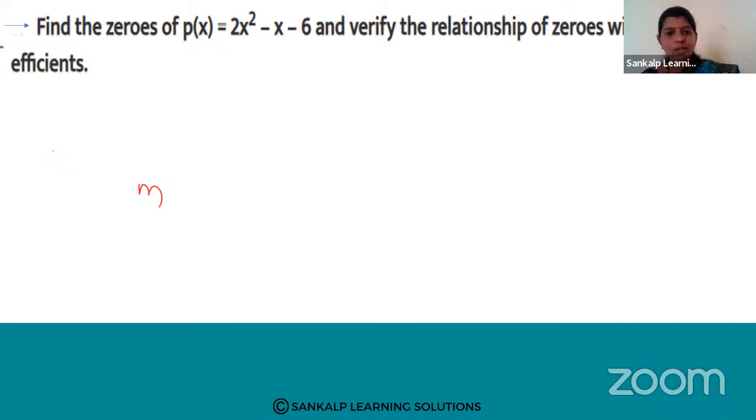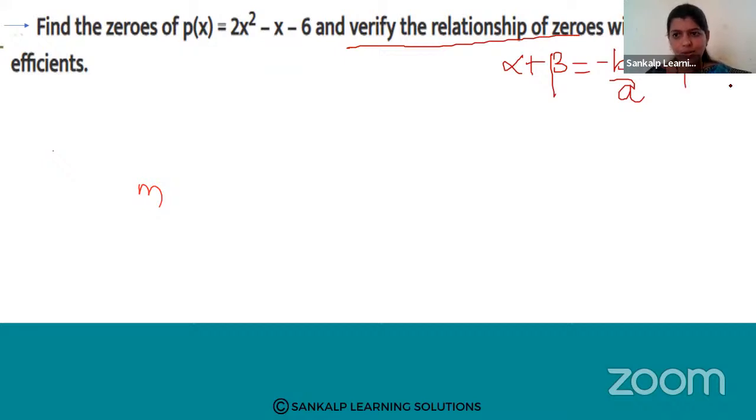How you are going to solve this question? So first, by doing factorization method, 2x square. What have they asked here? Verify the relationship of zeros and coefficient. That means alpha plus beta is equal to minus b by a and alpha into beta is equal to c by a.